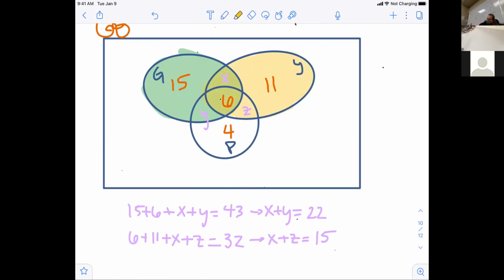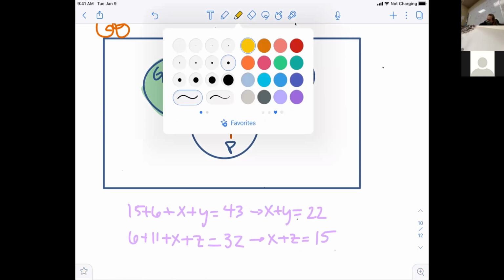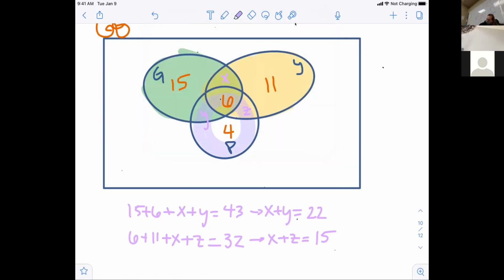And then last, I'm going to do purple. And that's going to be 6 plus 4 plus y plus z equals 23. And so 6 plus 4 is 10. 23 minus 10 is 13. Sorry, I just didn't have everything together in my head.